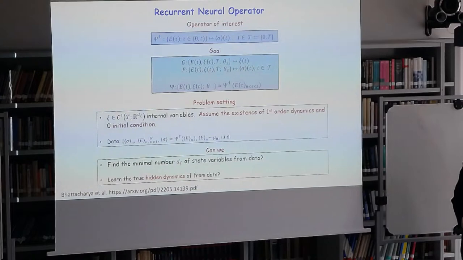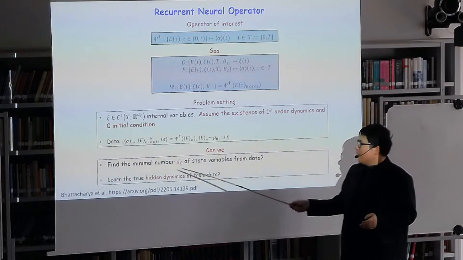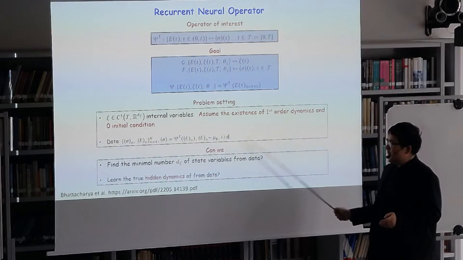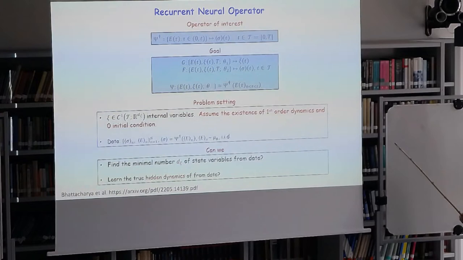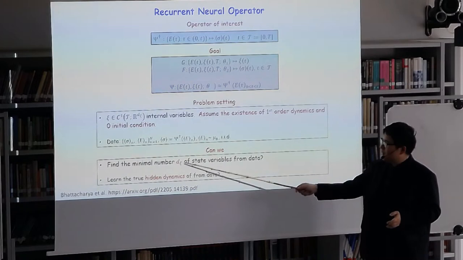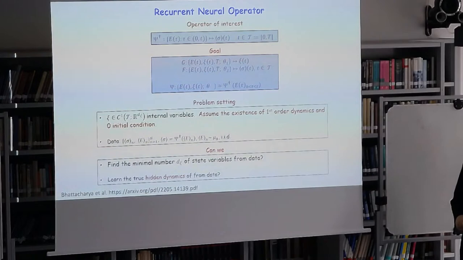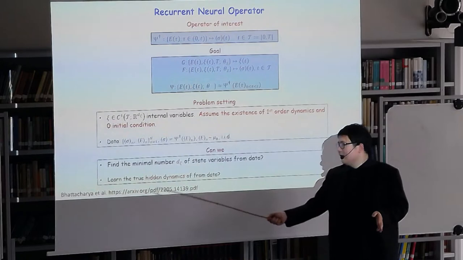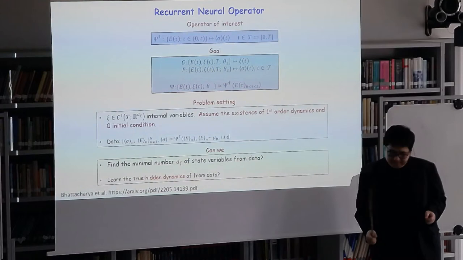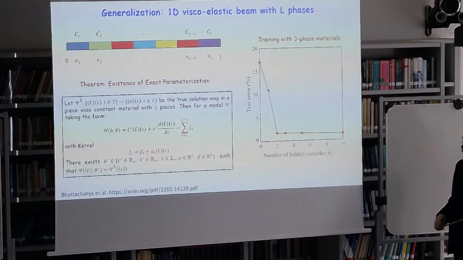And we were asking ourselves two questions. The first is, can we find the minimal number of d_C, basically the dimension of C, for the state variables from data? Meaning, is there a minimal dimension for the physical problems, with the minimal number of Cs to represent the memory or path dependency of my micromechanical problem? And also, can we actually learn the hidden dynamics, basically the evolution of the state variables, from data? We applied this idea to a one-dimensional viscoelastic beam problem. Now we generalize it to L phases.